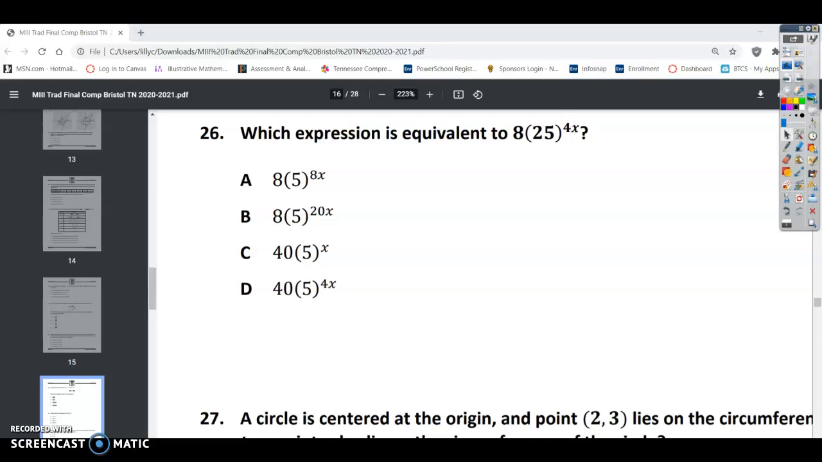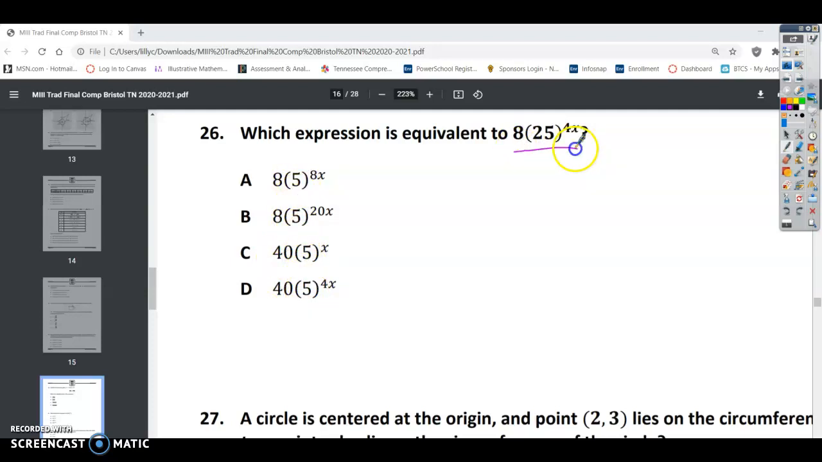Math 3 Final Benchmark, question 26. Which expression is equivalent to 8 times 25 raised to the 4x power? So if we look at these, we see that the first two have 8 at the front, and these have 40, and all of them have a 5 here.